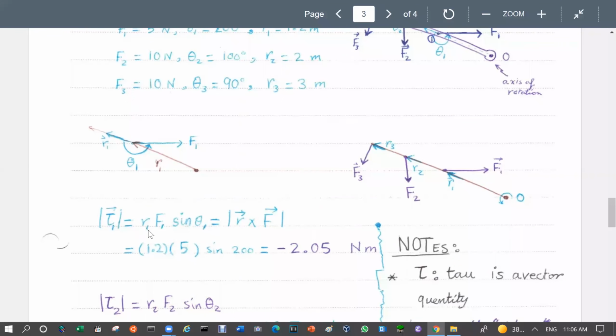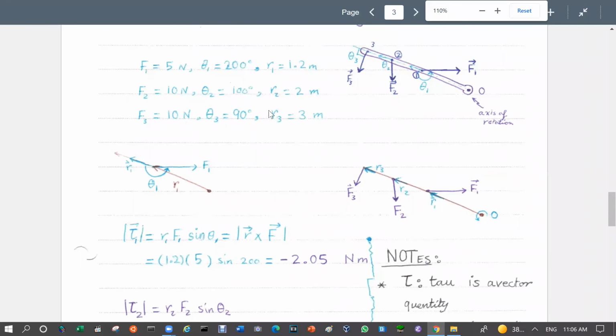So the torque from the first force is the radius, which is 1.2 as given here. The force is 5. Then sine theta. Theta counterclockwise from R to the force is 200. So the torque is negative 2.05 Newton meter. The negative sign comes from the sine 200. Sine 200 is negative. And we will discuss that now.